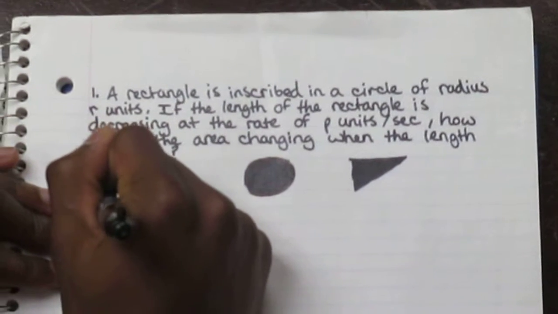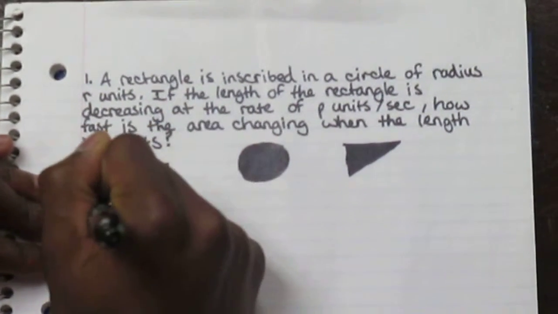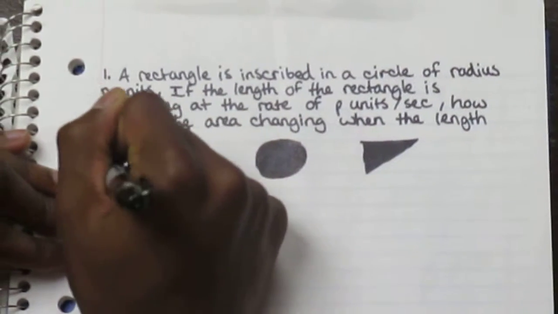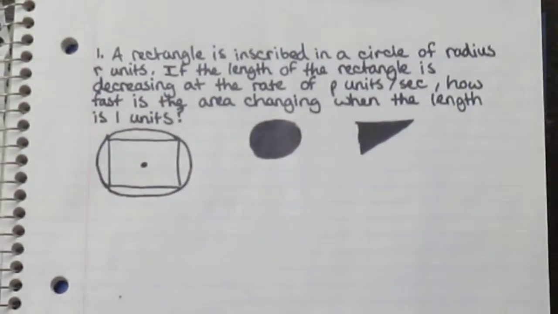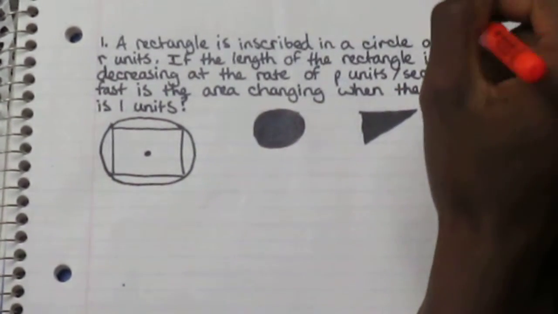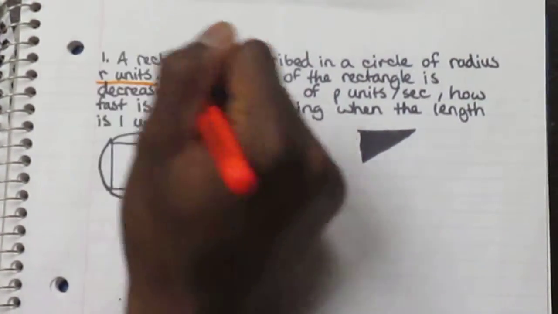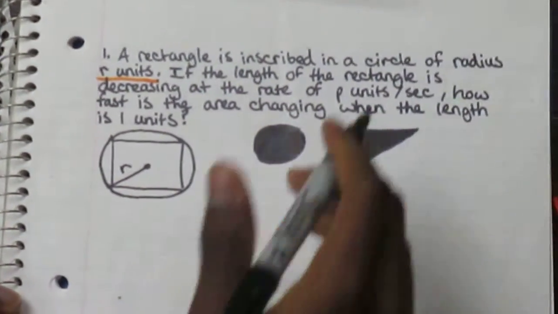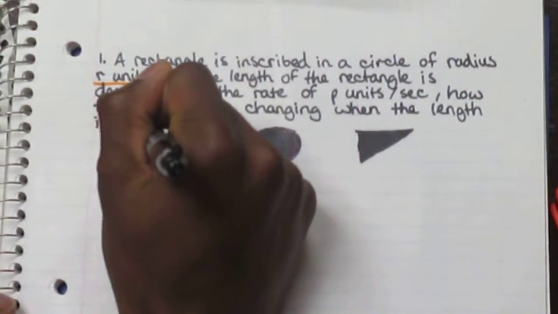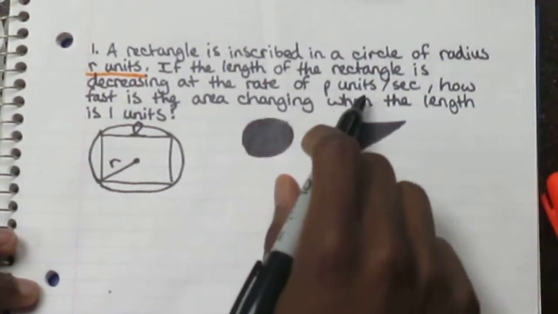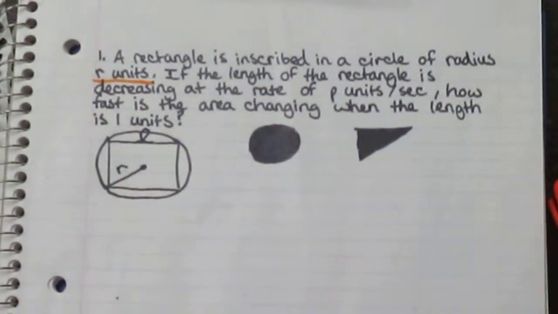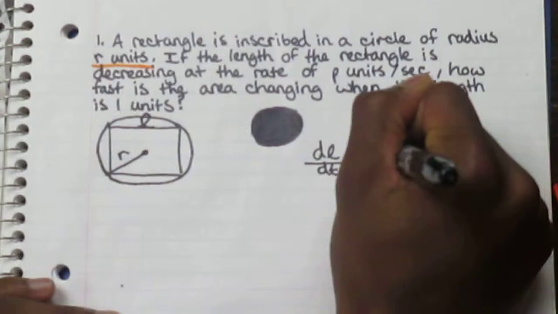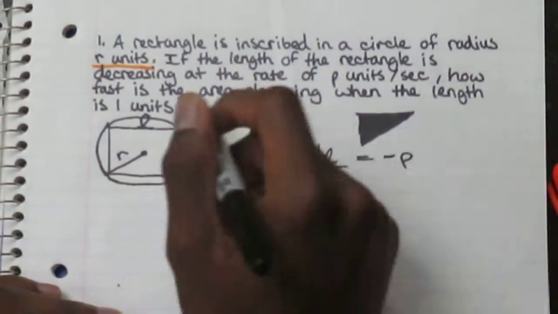So first, what I always like to do with related rates problems is draw a little diagram. So I'm going to draw a rectangle inscribed in a circle. What else does this problem give us? We see that the radius, I'm going to label that radius R, right here. Also, we have the length of the rectangle, L. They also give us the rate of p units per second, which is the rate of the length decreasing. So we can call that dL dt, which equals negative p, because p units per second is decreasing.